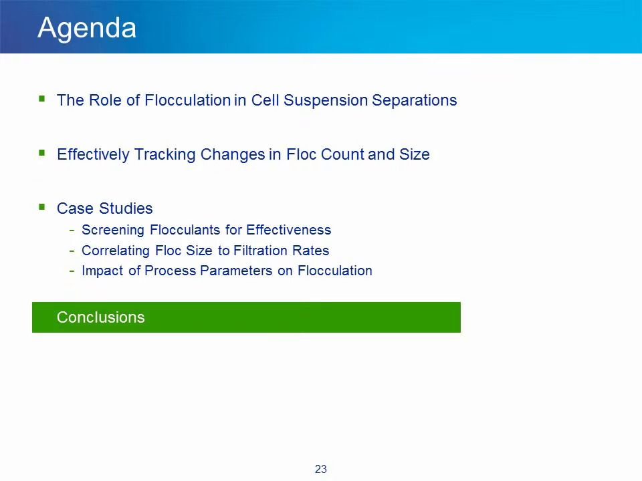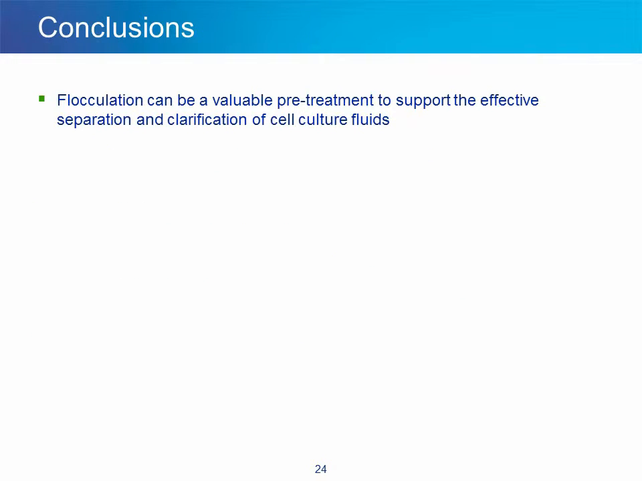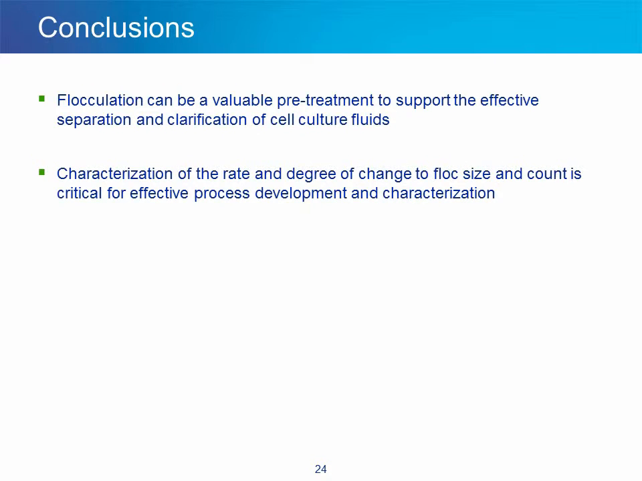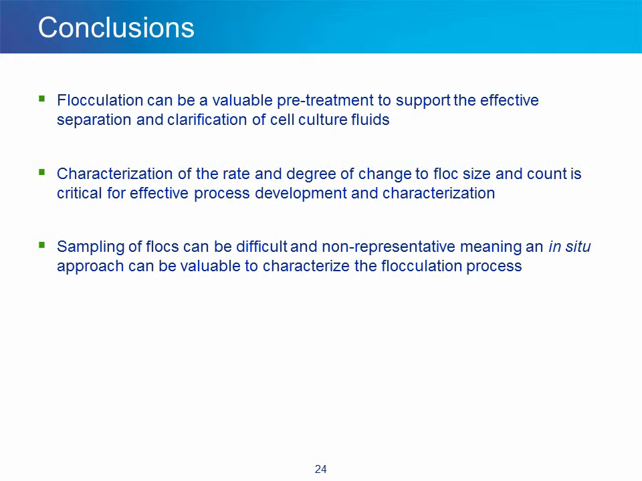So let's wrap up with some conclusions. What we've covered today really shows that flocculation can be a valuable pre-treatment to support the effective separation and clarification of cell culture fluids. We know that the characterization of the rate and degree of change to floc size and count is critical for effective process development and characterization. Sampling of flocs can be very difficult due to their delicate nature and the need for more representative sampling methods.